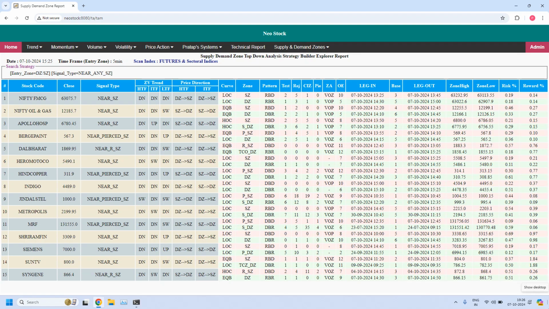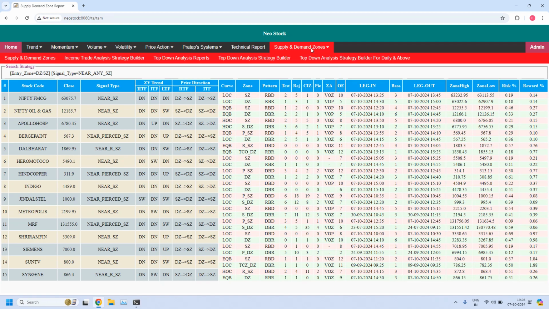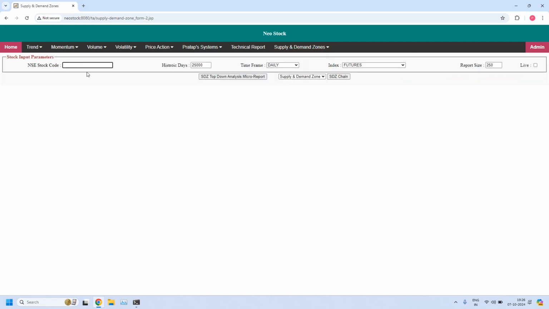So this is about stocks near demand and supply zones for different time frames. We also identified daily and 75 minutes high liquidity zones. So the next set of reports are about NIFTY, BANKNIFTY supply demand zone chain. First, let's start with NIFTY. And starting from the time frame monthly, I am generating monthly supply demand zone chain for NIFTY.